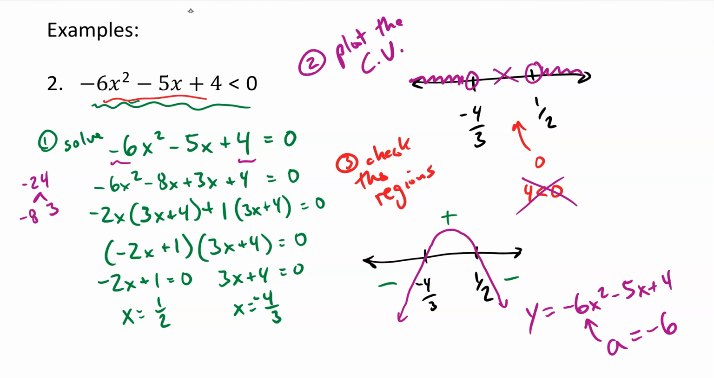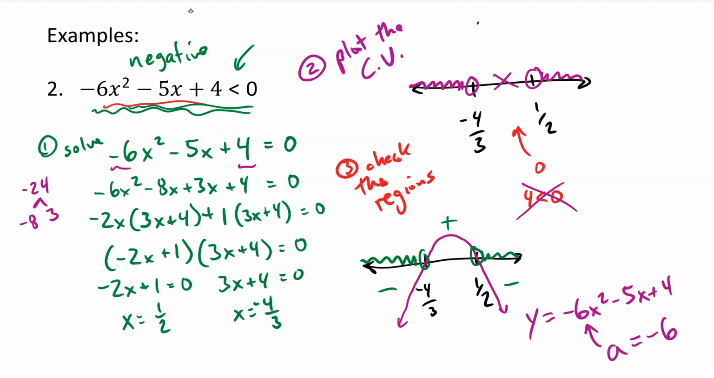And so the solutions, I want solutions that are less than 0. I want this expression to be negative. And that happens for values that are less than negative 4/3 or greater than 1/2. So my solution, my answer to this problem, of course, is negative infinity to negative 4/3, and then 1/2 to infinity.